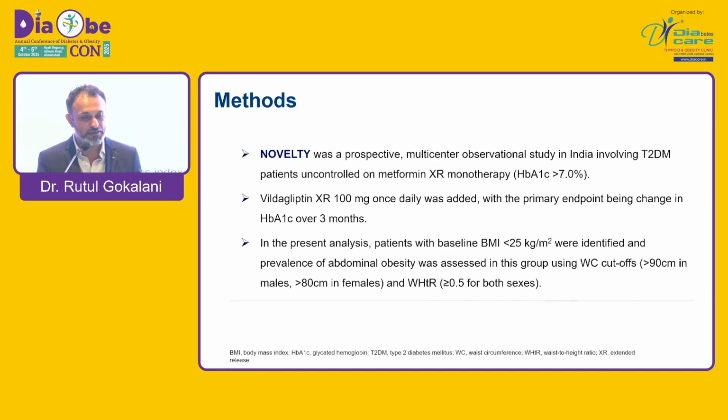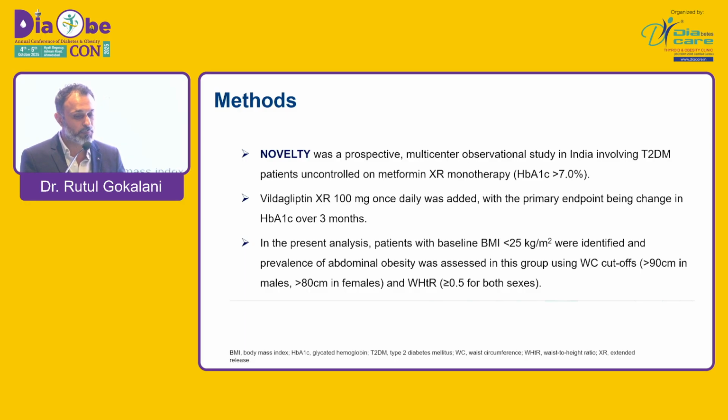So the NOVELTY study was a prospective, multicentric observational study in India involving type 2 diabetes patients who were uncontrolled with metformin monotherapy, where HbA1c was more than 7%, but a higher cutoff was not there. Vildagliptin was specifically used in this study, 100 milligram extended release once daily, with the primary endpoint being change in HbA1c over 3 months.